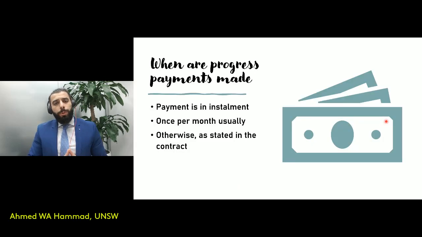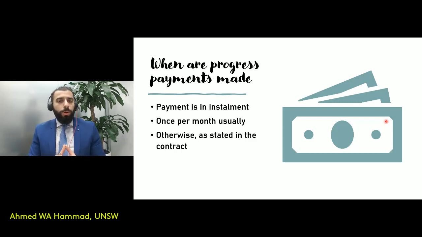Finally, when are progress payments made? Payments are usually made in installments. Remember, you've got a construction project with a large contract sum, so this big sum is divided into installments. And as I'd mentioned earlier, the installments depend on the value of the works that have been undertaken. Usually it's about once a month that a payment would be made. However, if the contract does specify a different time period, let's say, for instance, every 2 weeks, then the parties would stick with provisions that had been described in the contract itself.